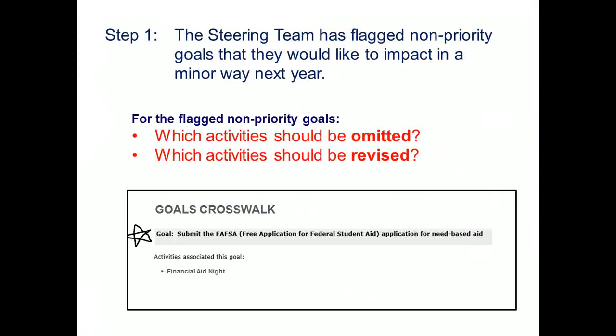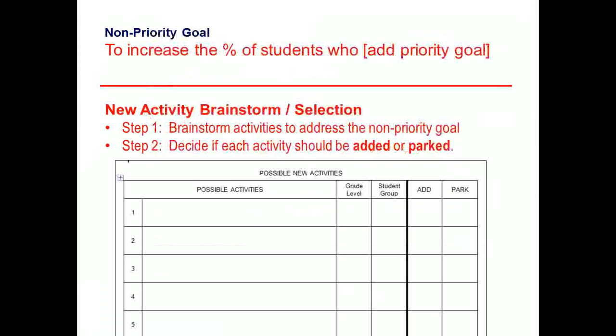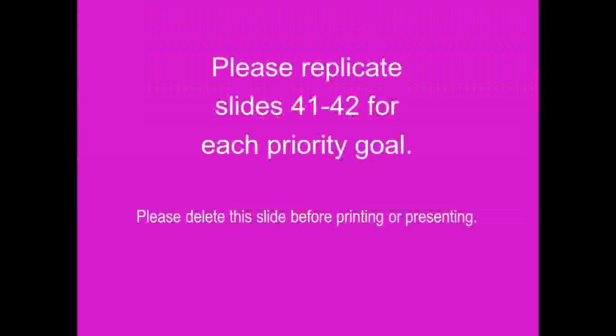So again, you're asking, are there activities that should be omitted or revised? And then on the next slide we're saying, okay, for these non-priority goals that we flagged that we want to beef up a little bit, what are possible new activities that we could do? And then for each of the flagged non-priority goals that you want to beef up just a little bit, these are not your big priority goals, but they're just the non-priority goals that you want to hit a little bit harder, you're going to go back and replicate those 3 slides for each of the non-priority goals that you're focusing on.